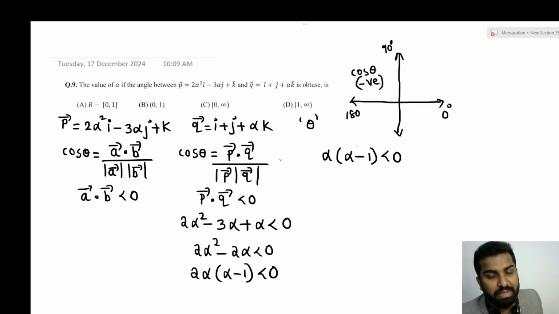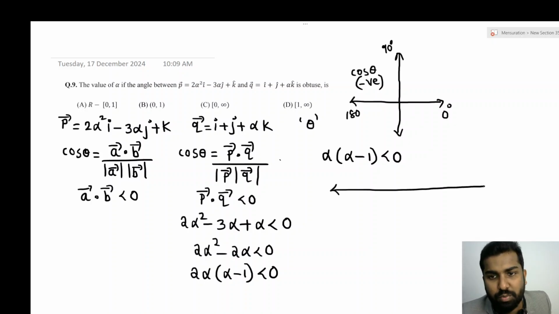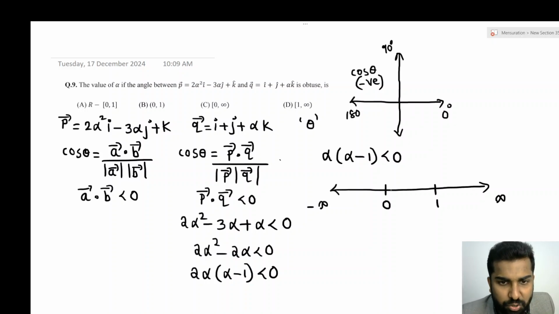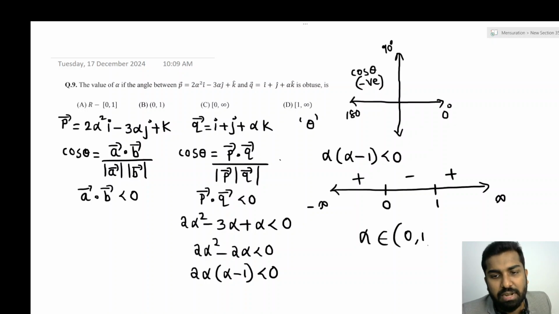So alpha into alpha minus 1 equal to 0 gives two values, alpha equal to 0 and alpha equal to 1. So we have the intervals minus infinity to 0, then 0 to 1, then 1 to infinity. In the interval minus infinity to 0, if you substitute any value, the product will be positive; in 0 to 1 it is negative; and in 1 to infinity positive again. Okay, we want alpha into alpha minus 1 less than 0, negative. That means alpha belongs to the interval 0, 1. So in this 0, 1 interval only, alpha into alpha minus 1 is less than 0.